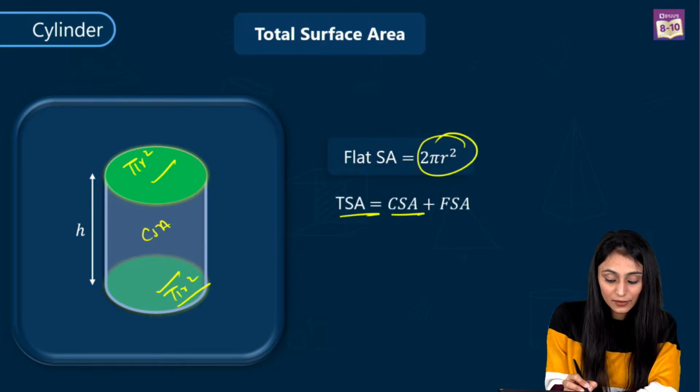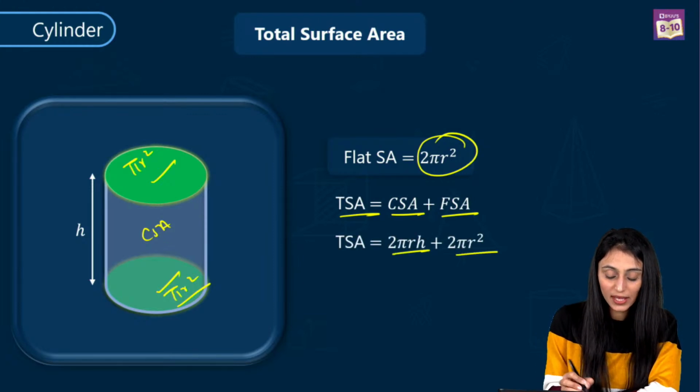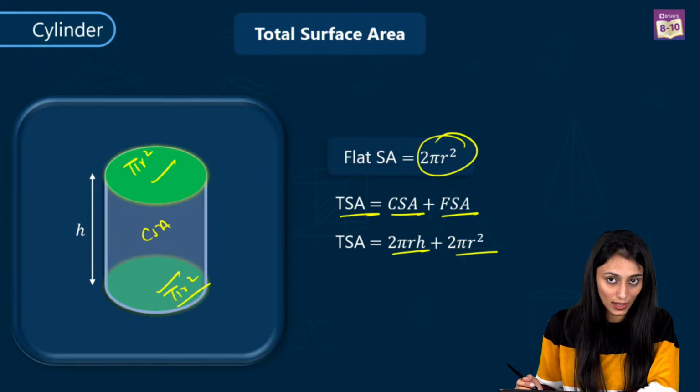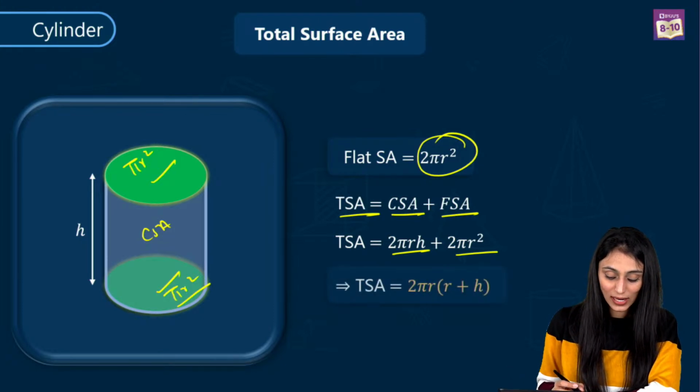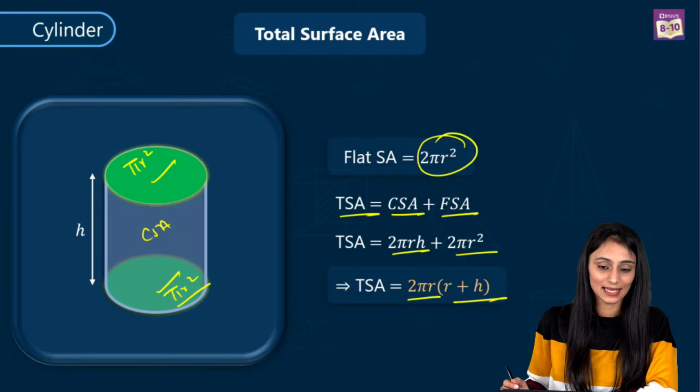Total surface area is curved surface area plus flat surface area. Right? So this is going to be 2 pi RH plus 2 pi r square. Yes. So I'll take 2 pi r common and we have r plus h inside it, right?